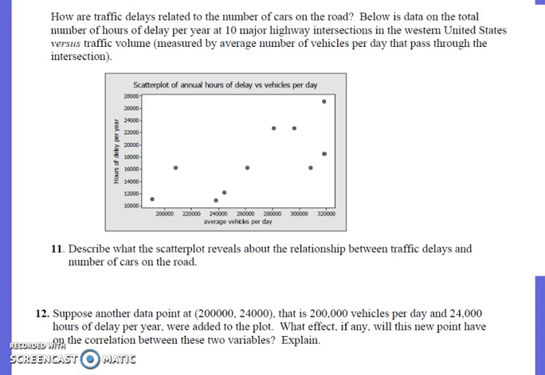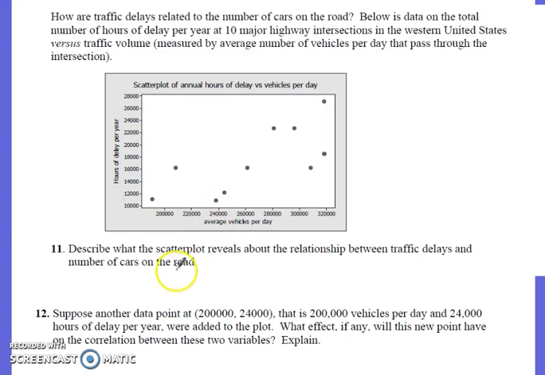Alright, so the first question just says describe what the scatter plot reveals about the relationship between traffic delays and the number of cars on the roads. And so we can see from this that average vehicles per day is our independent, or explanatory, variable, and our response variable is hours of delay.